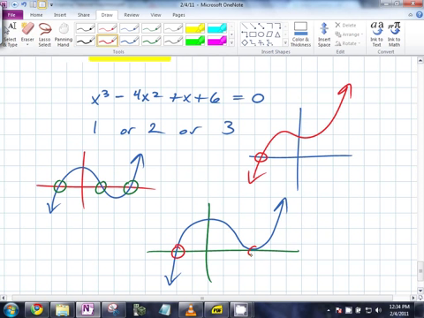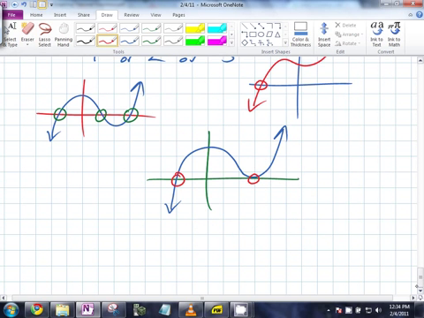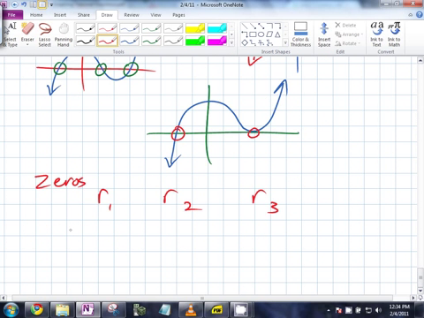X minus R1, X minus R3. If you multiply them all together, what do you get? The equation. There might be a coefficient out front, but the really important part, did you get most of it? Yeah. So here's the key, though.